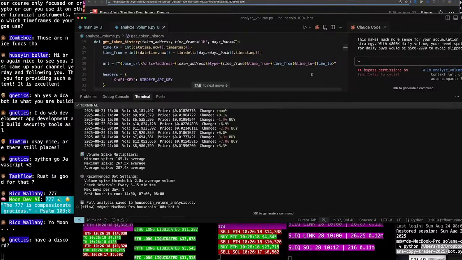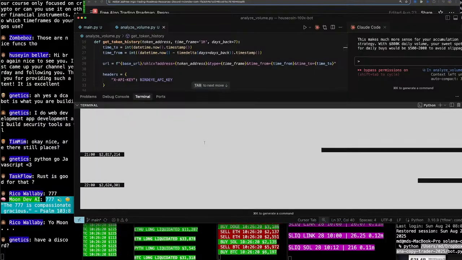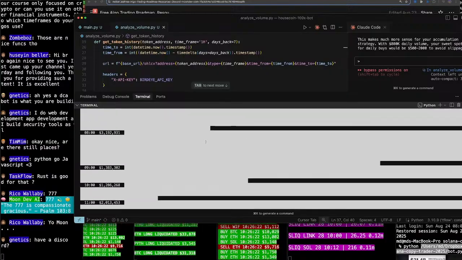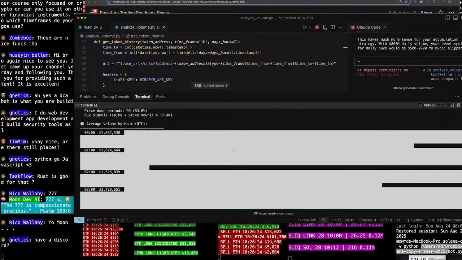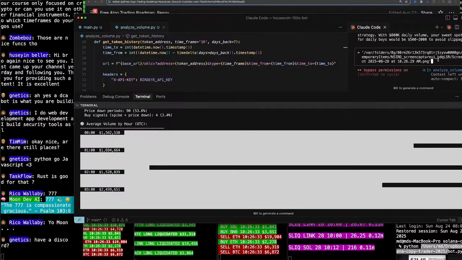And I'll show you all the code. Don't worry. Oh my God. What is this? What the hell? Looks like it's printing out some crazy stuff here.